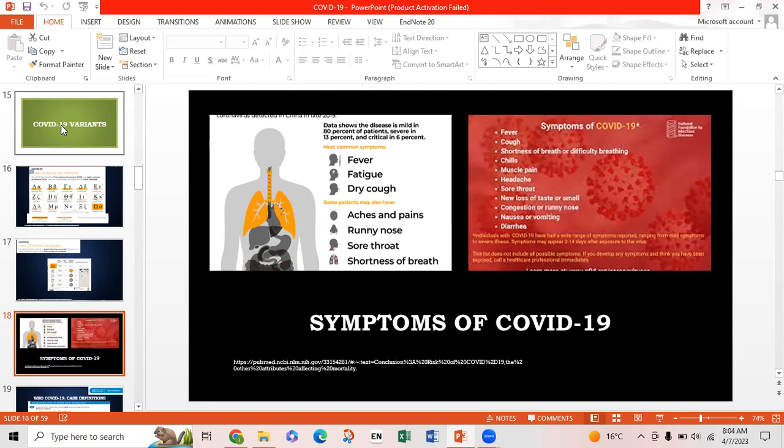The most common symptoms are fever, fatigue, dry cough, aches, body pains, runny nose, sore throat, and shortness of breath. However, difficulty breathing, chills, muscle pain, headache, sore throat, new loss of taste or smell, congestion or runny nose, nausea, vomiting, and diarrhea. These are all the symptoms of COVID-19.